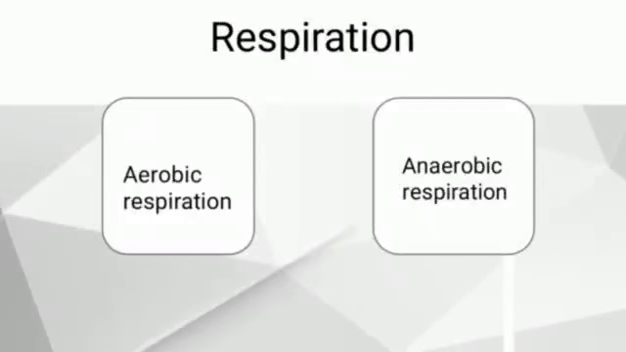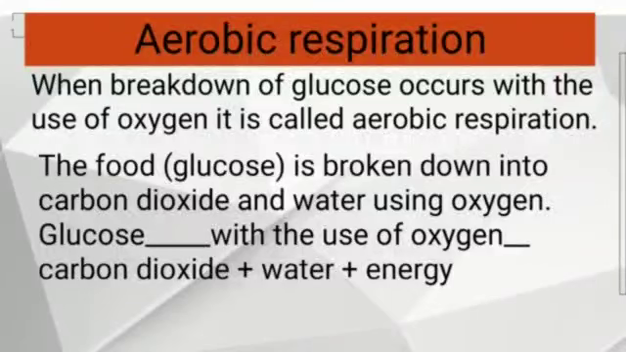Now when we see respiration, again respiration is of two types. One is aerobic respiration and second is anaerobic respiration. So one by one we'll see. First, aerobic respiration. In the cell, the food, or we can say glucose, is broken down into carbon dioxide and water using oxygen. So when the breakdown of glucose occurs with the use of oxygen, it is called aerobic respiration.